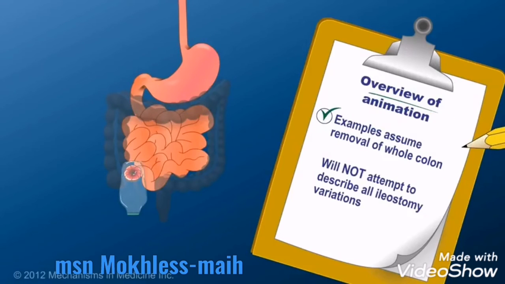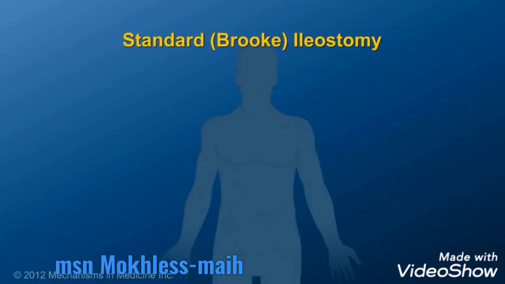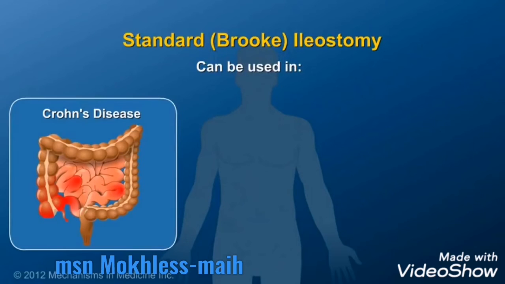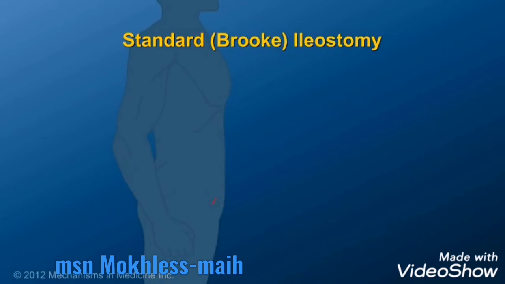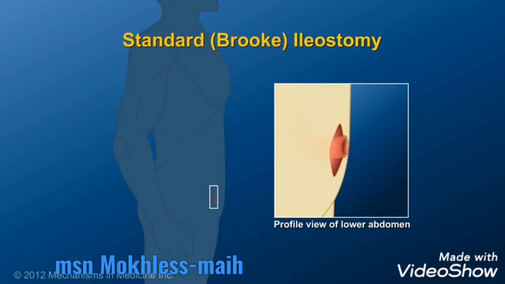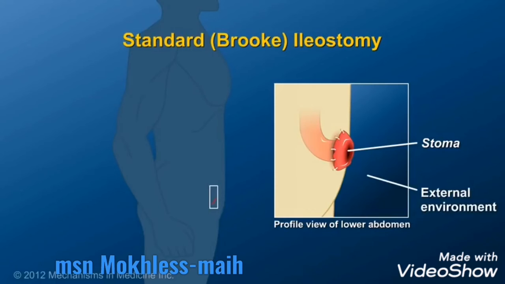The whole colon can be removed, but not all of the small intestine. Many types of disease lead to ileostomy, such as Crohn's disease and ulcerative colitis. In a standard ileostomy, an incision is made in the abdomen and part of the small intestine, the ileum, is brought outside. The part of the ileum on the outside is called a stoma.